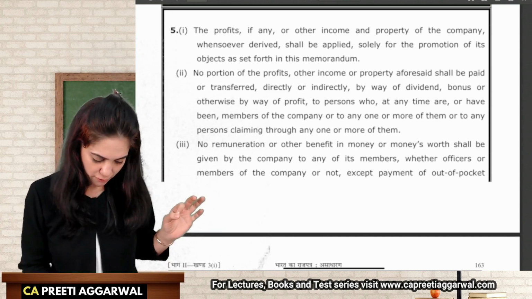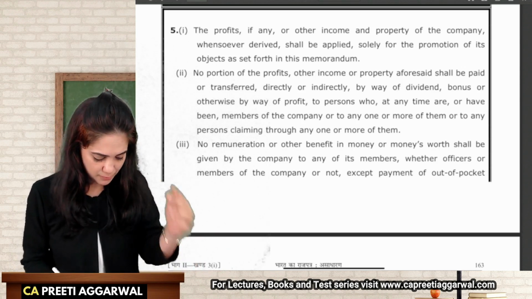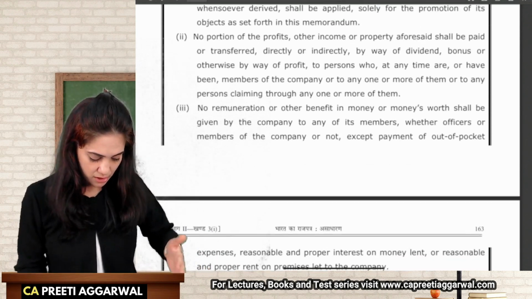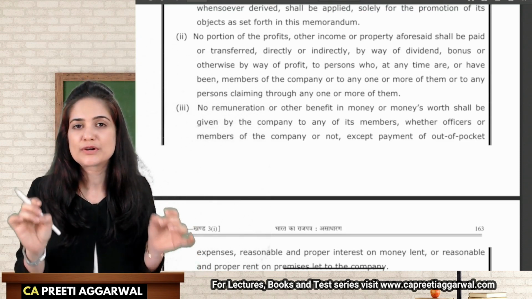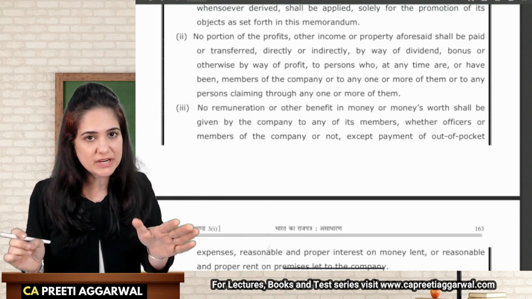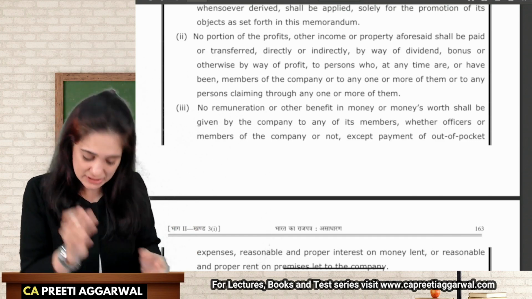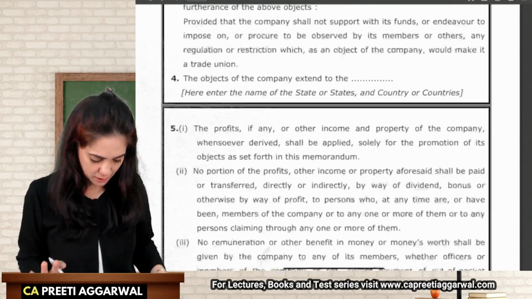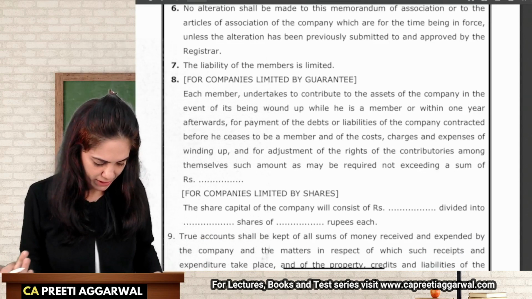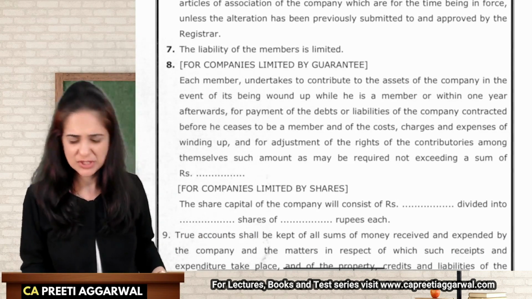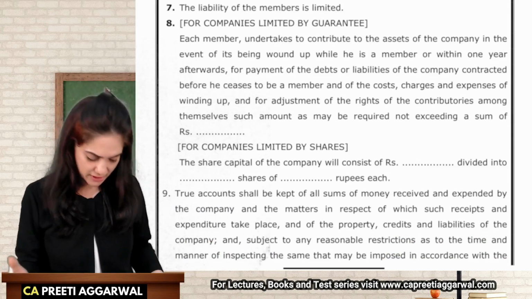No portion of profit shall be paid or transferred, directly or indirectly, by way of dividend, bonus, or otherwise to persons who are members or persons who are claiming. It means that you will not distribute the profit in the form of dividend. You will utilize that profit only and only for promotion of object. This is clearly mentioned in the object clause. So this is something about the memorandum. The company will be limited by shares or by guarantee. Liability is limited either by shares or guarantee.